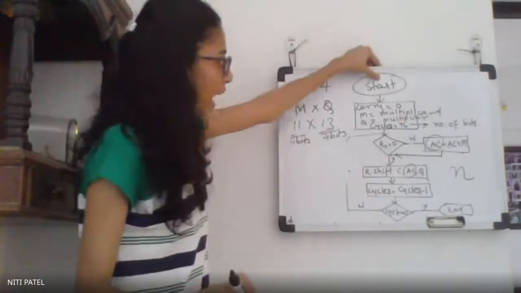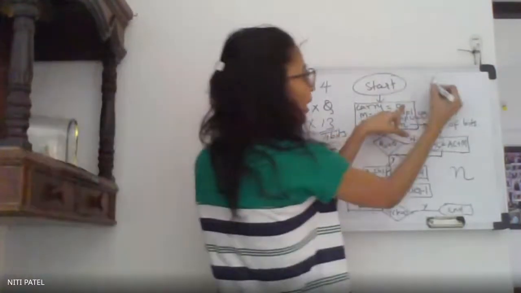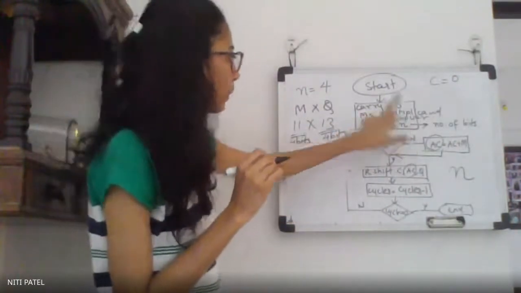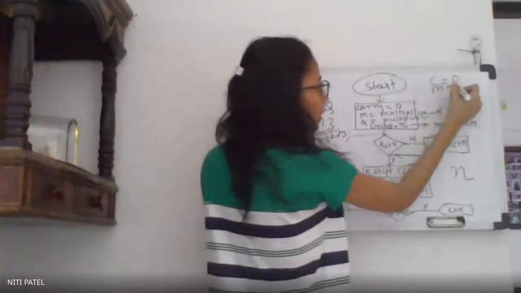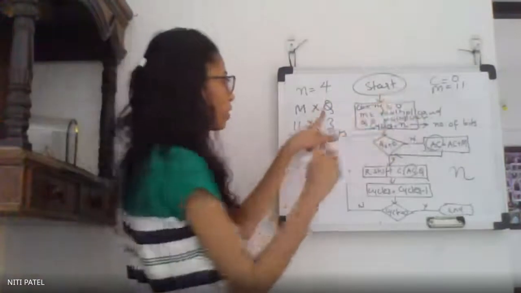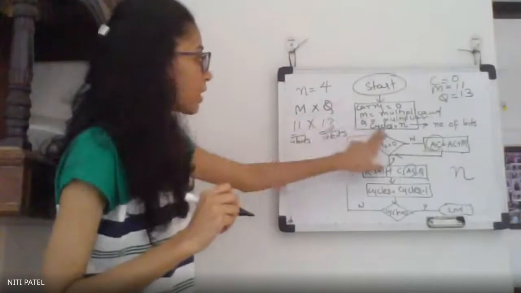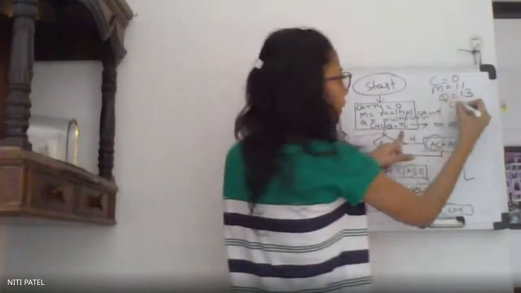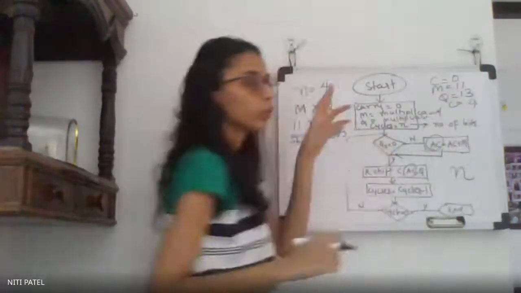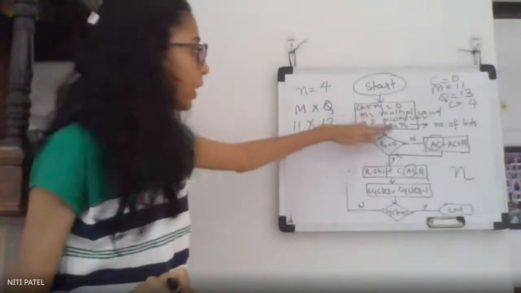Now what is there in the start? Your carry must be initialized to 0. What is the value of carry? Initially it should always be 0. After that, M should be the multiplicand. M will always be the first number, which is 11. Next, Q should be the multiplier, that is your second number, which is 13. Cycles is equal to n. How many cycles do you have to perform? The size of your n. How much is your n? It is 4. So you will perform a total of 4 cycles to get the result of 11 into 13. Is this clear up till here?